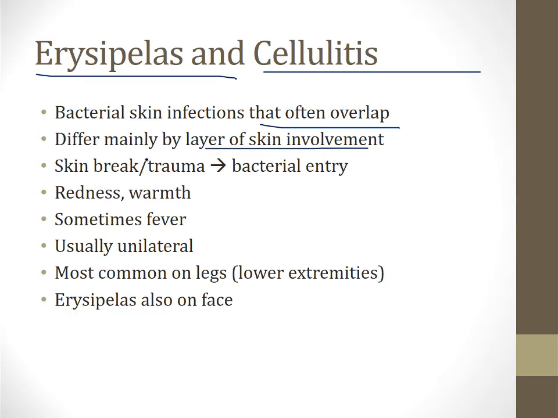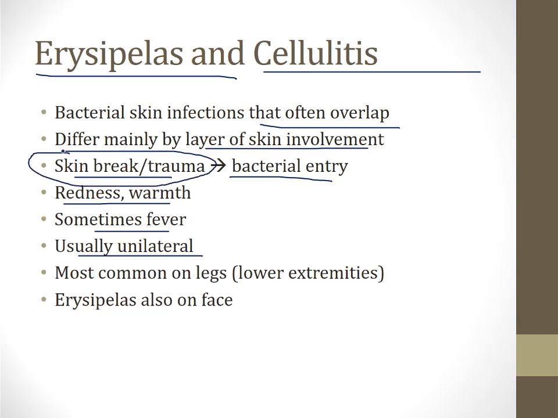The way these infections usually develop is there's a break in the skin or trauma to the skin, and this allows bacteria to enter the layers of the skin. This causes redness and warmth, sometimes fever. Usually these are unilateral infections. That's because they're caused by trauma, so usually there's only trauma to one side of the body. They're very common on the legs and lower extremities because we often fall and damage the skin in these areas. In addition, erysipelas is common on the face.